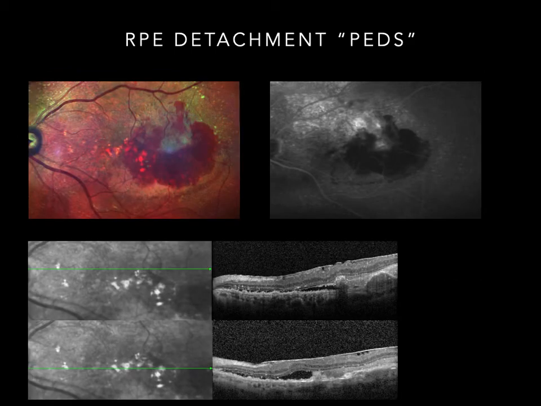This is another example of hemorrhagic pigment epithelial detachment, and we can see the hyperreflective subretinal blood in OCT scans in association also with clear fluid, and the blocked fluorescence of the retina and the choroid corresponding to the subretinal hemorrhage seen in fundus photos.